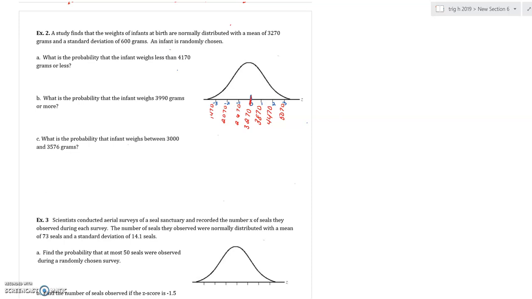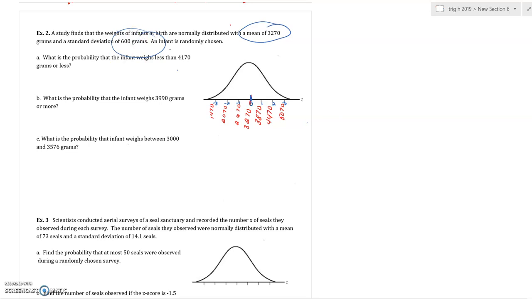Okay, so this is part 2 of our Stats Day 3 notes. Again, still talking about z-scores and a normal distribution. We have an example here. It says a study finds that the weights of infants at birth are normally distributed with a mean of 3,270 grams and a standard deviation of 600 grams.